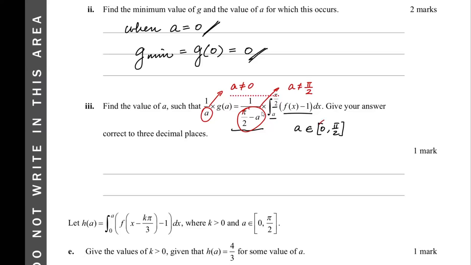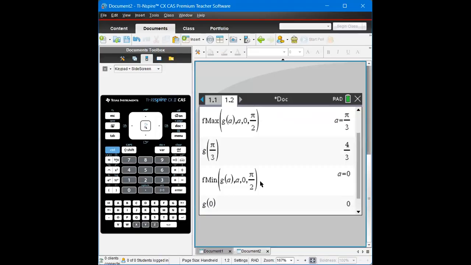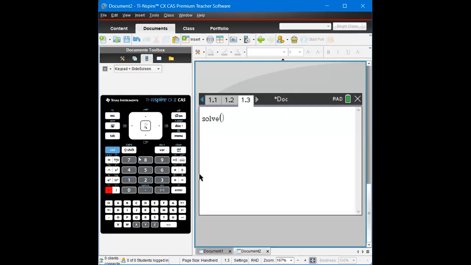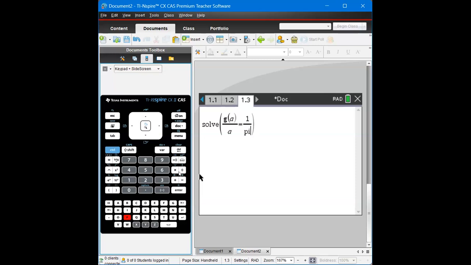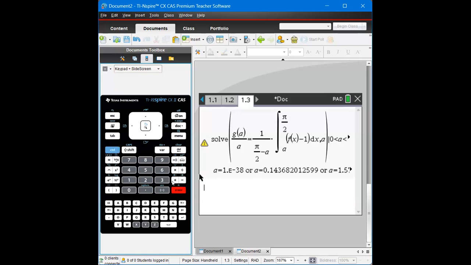Therefore, we are actually solving this equation on an open interval, so this is an implied condition. Let's switch back to the CAS calculator and use the solve button. Solve: g of a divided by a equals 1 over pi over 2 minus a, times the integral from a to pi over 2 of f of x minus 1 dx, with respect to a, given that 0 less than a less than pi over 2.